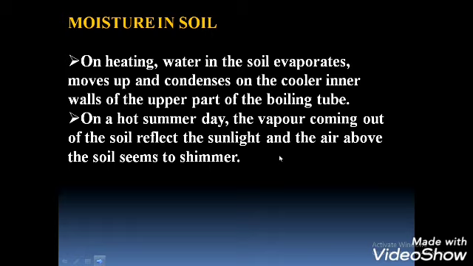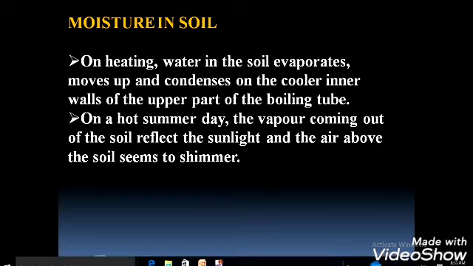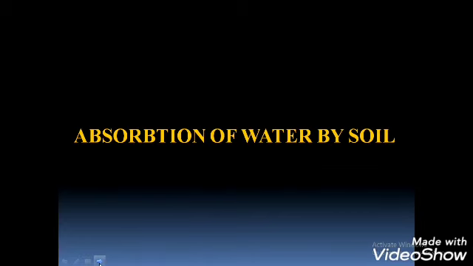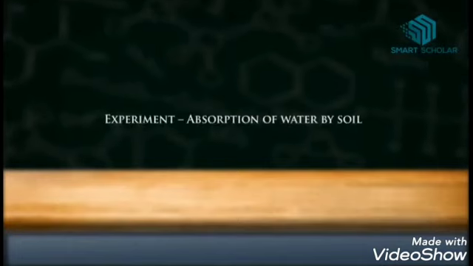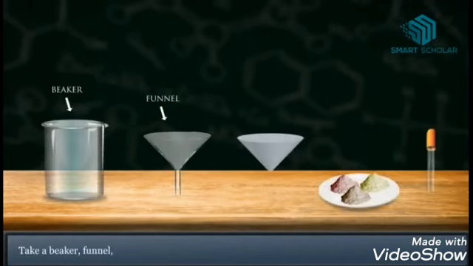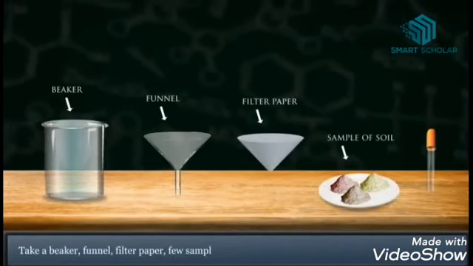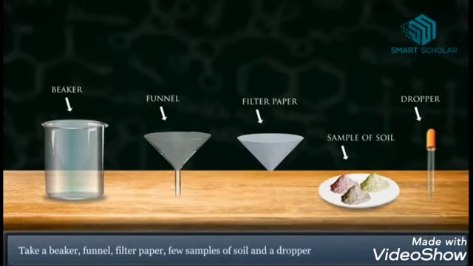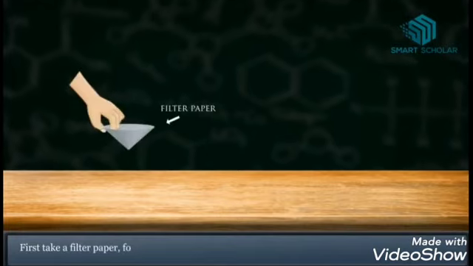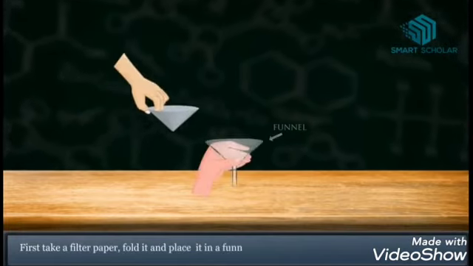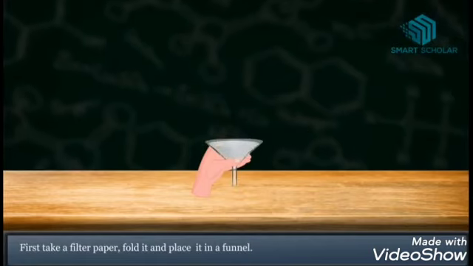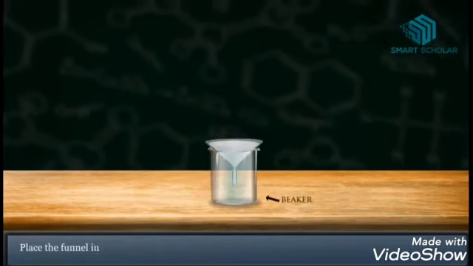Next property is the absorption of water by soil. We can move to one video. Experiment: absorption of water by soil. Take a beaker, funnel, filter paper, few samples of soil, and a dropper. First take a filter paper, fold it and place it in a funnel. Place the funnel in a beaker.